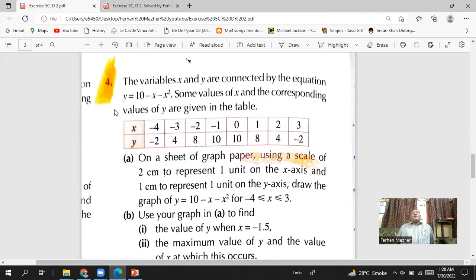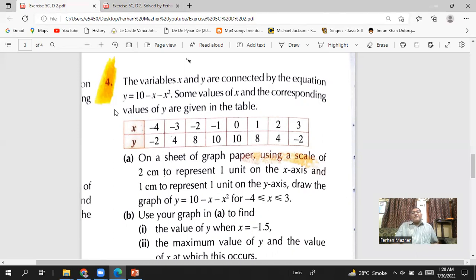So on a sheet of graph paper, using a scale of 2 centimeters to represent 1 unit on the x-axis and 1 centimeter to represent 1 unit on the y-axis, draw the graph of y equals 10 minus x squared for the values of x from -4 up to and including 3, that is, x greater than or equal to -4 and less than or equal to 3.